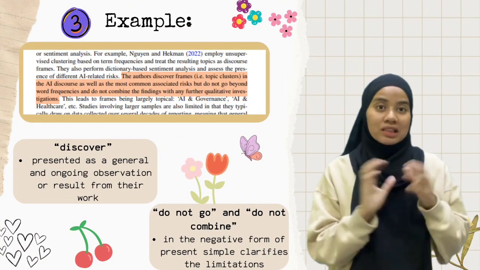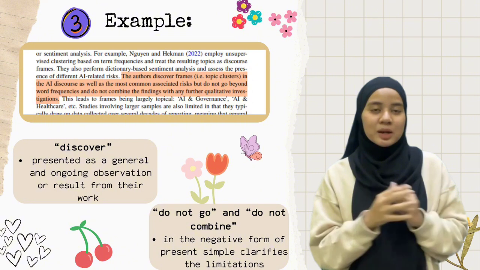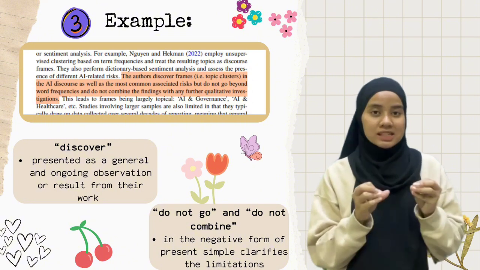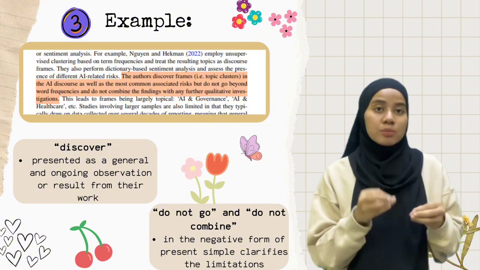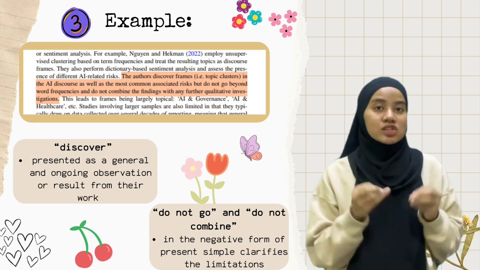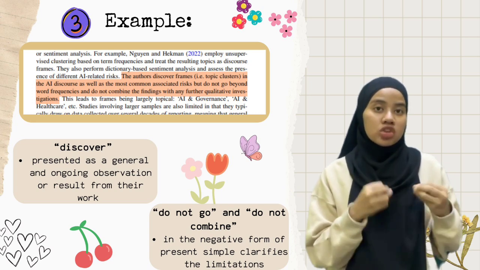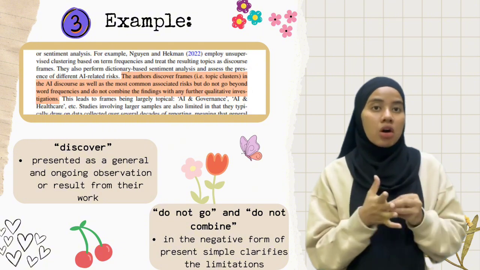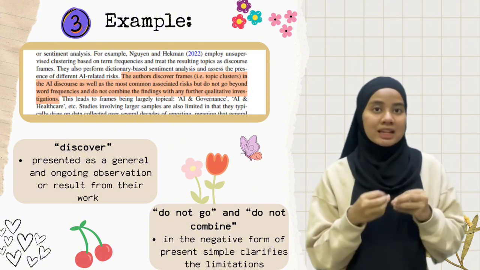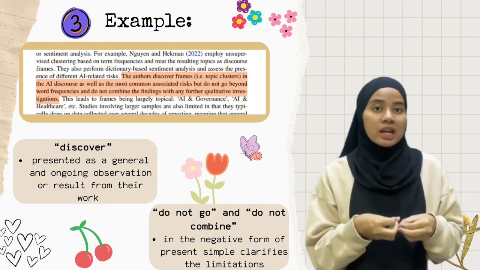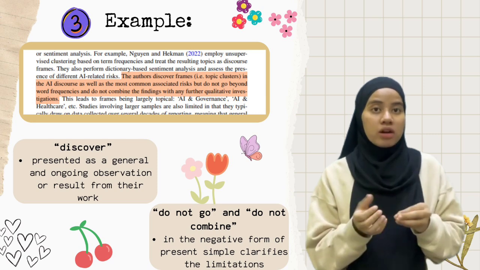Now comes our last example. Here, the present simple tense can be seen in the verb discover that presents the author's findings as not tied to a specific point in time, but is presented as a general and ongoing observation or result from their work, making the statement more universal and applicable whenever the work is referenced.